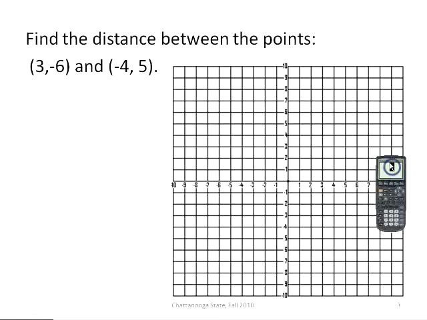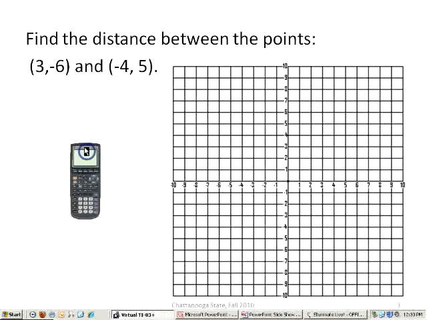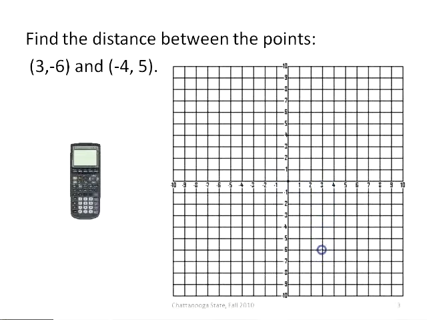and find the distance between these points. First, let's look at where these points are. If we've got the point 3, negative 6, if we graph that, here's 3, here's negative 6. So that point is going to be right here. The point negative 4, 5 is going to be right here. So when we calculate the distance between these points, we're really figuring the distance of that straight line. My line's not very straight, but we're figuring how long that line is.